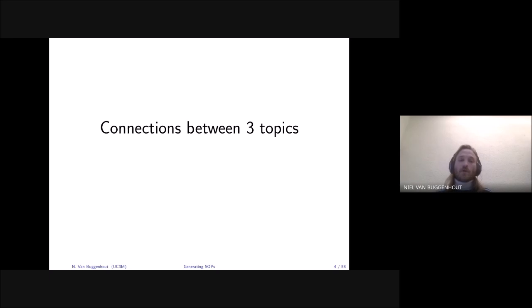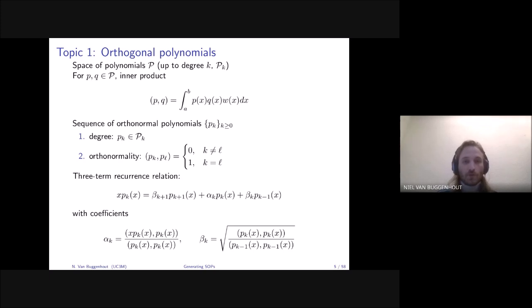First of all, orthogonal polynomials, and let's look at the connection between three topics. To define notation, we have a space of polynomials P, and when I want to indicate that it's up to degree k, I will denote it by P_k. For these polynomials, we have an inner product, indicated here by the round brackets (p, q), which will be an integral between a and b. These can possibly be infinite. Then we have the product of these two polynomials and a weight function, w(x).